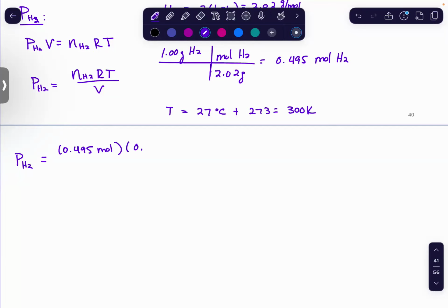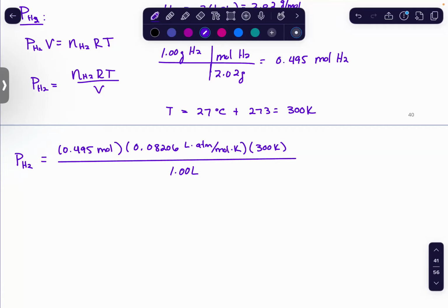Our gas constant, 0.8206 liters atmospheres per moles times Kelvin, 300 Kelvin. And then our volume, liters. 1 liter again seems redundant. Like you're like, oh, what divided by 1? I don't even need that in there. Just go ahead and continue to put it in. We're just making sure we're doing every step until we're comfortable with how these problems work.